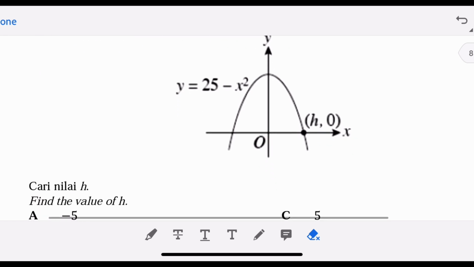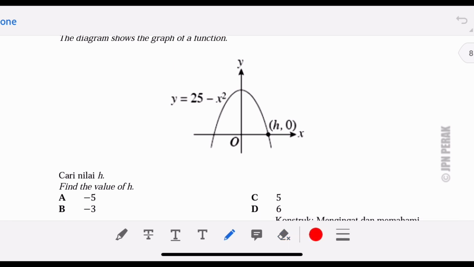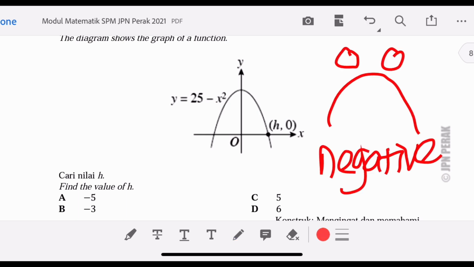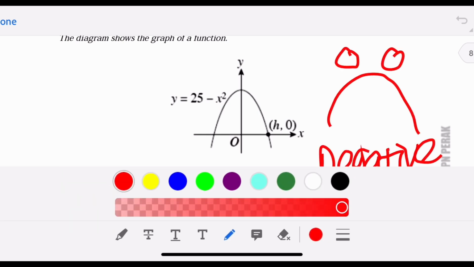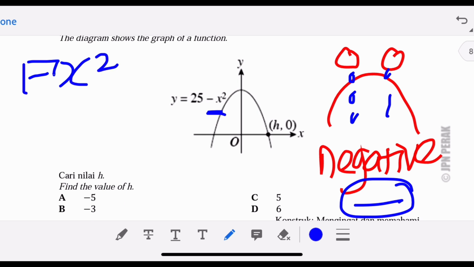Okay, in your coming SPM exam, you will see a question like this. They give you the shape of the graph. If you see an N shape, N is negative, very sad, right? Are you sad or happy today? So when you see an N shape it is negative, right? So that means our a, the number in front of the x squared, this is called a. It's negative, negative 1. Correct. So okay, you want to find the value of h.